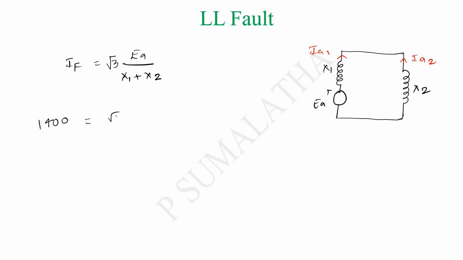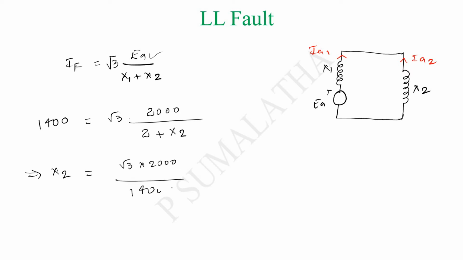The fault current will be a line current, so you can represent directly the line voltage, that is 2000 volts divided by x1, which is 2 ohms, plus the x2 value. So x2 is equal to root 3 times 2000 divided by 1400 minus 2. If we simplify this, we will get 0.474 ohms. So this is the required x2 value.